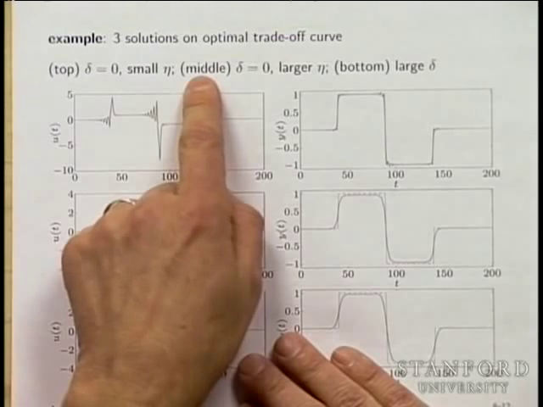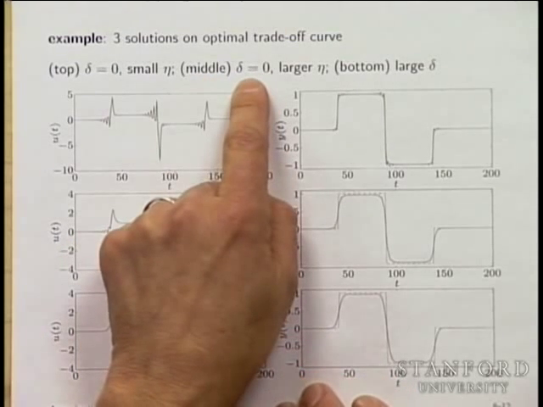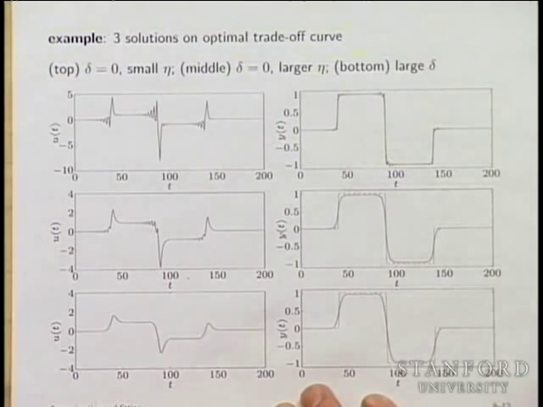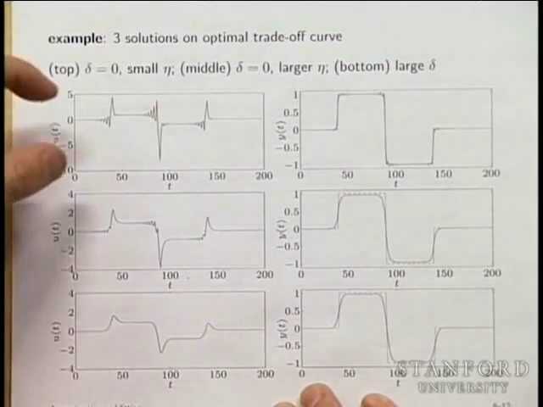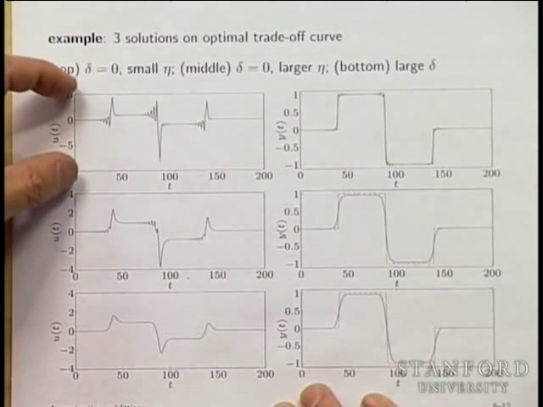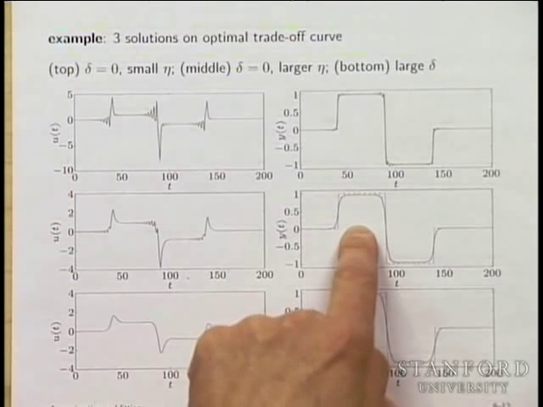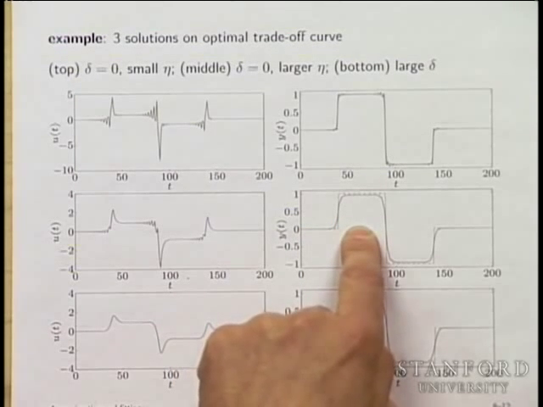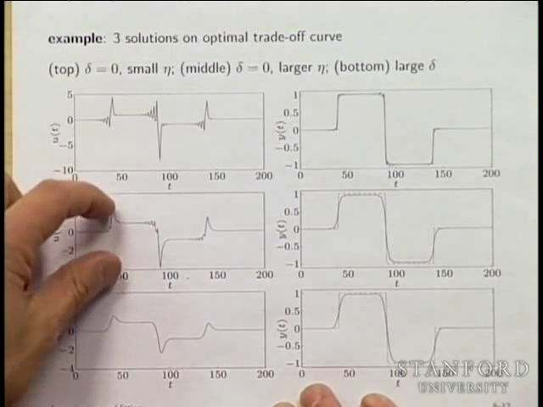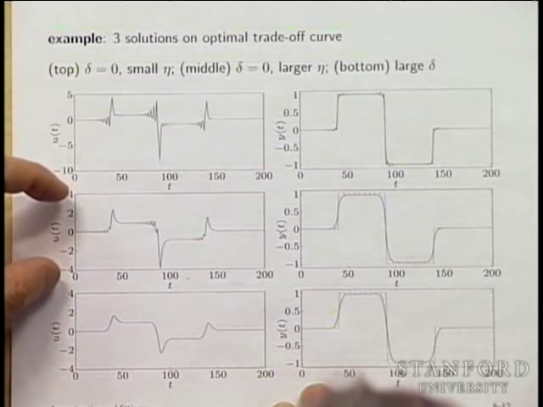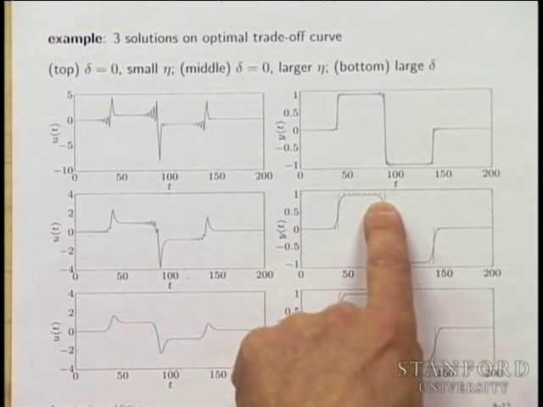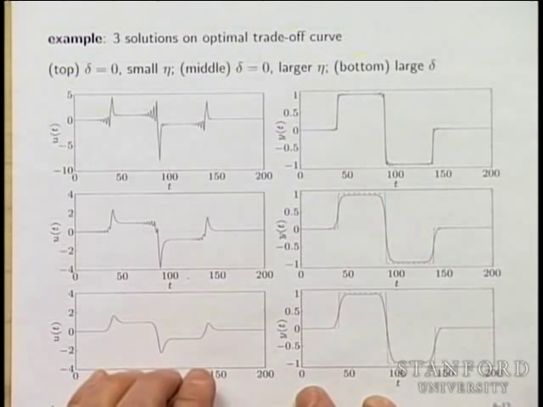Now, in the middle, again no derivative penalty, but we increase eta. When you increase eta, it says basically, I want a smaller signal, and you can see this thing goes between plus 5 and, I don't know, minus 8 or something like that. I'll take a smaller signal, but you have to accept worse tracking error. That's exactly what happens here. You can just look at the scale and see that it's smaller, and indeed, you can see worse tracking error.